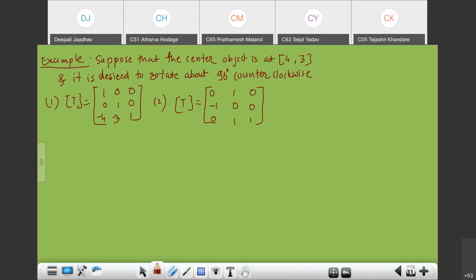And the third step, translate the result back to the center of the object. Where is the center of the object? 4 and 3. So we need to translate it back. So the third transformation matrix that we require is 1, 0, 0, 0, 1, 0, plus 4, plus 3, 1. Okay.